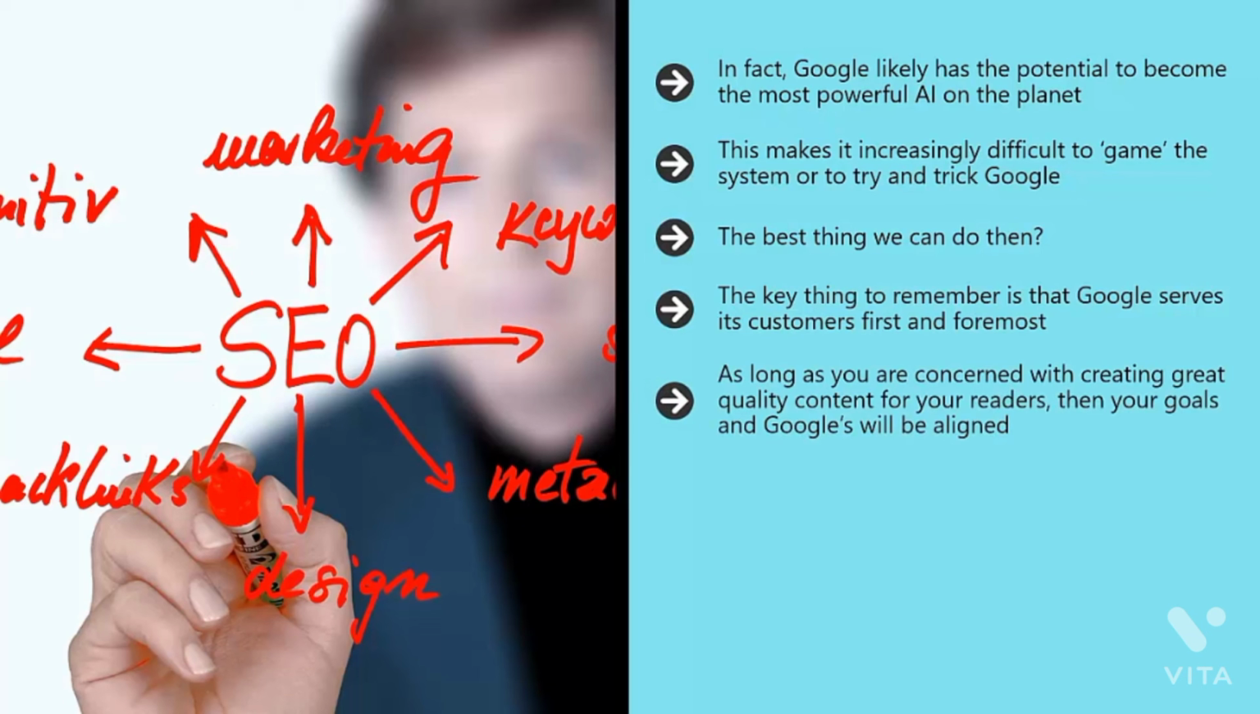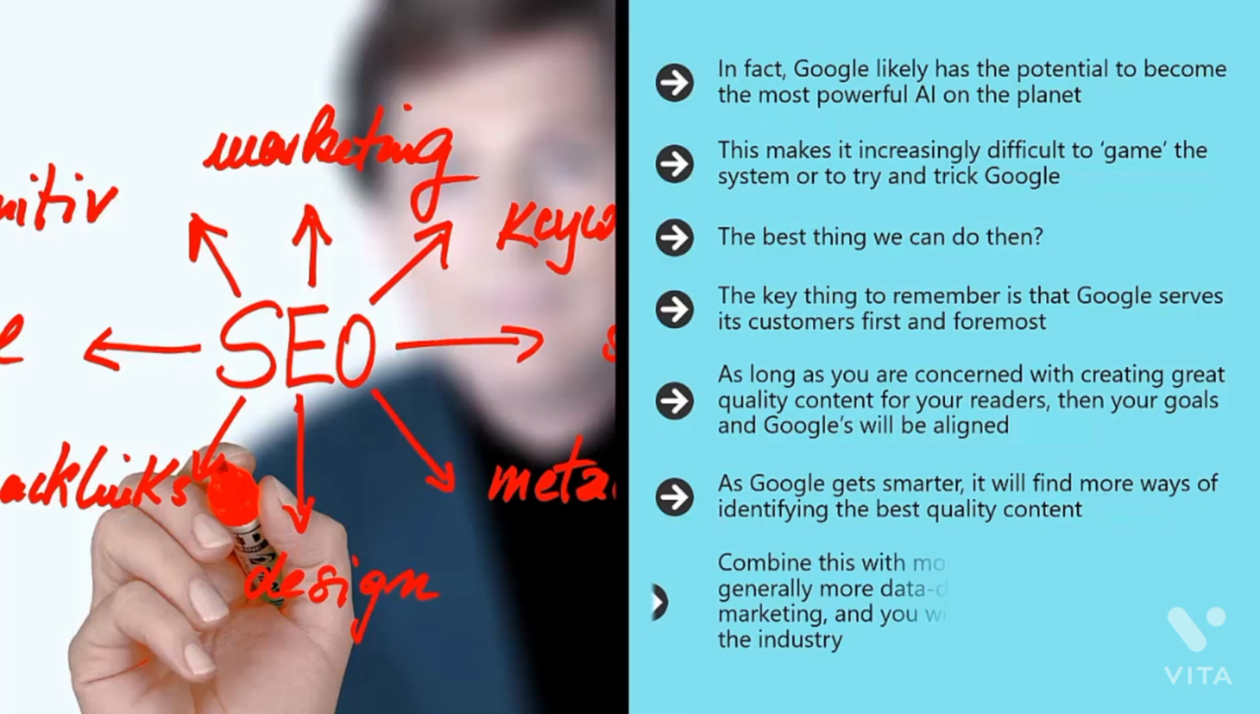As long as you are concerned with creating great quality content for your readers, then your goals and Google's will be aligned. Thus, each time it gets a little bit smarter, that will work to your favor instead of being something you need to worry about. As Google gets smarter, it will find more ways of identifying the best quality content. And so, if you're focused on delivering that, Google will find more ways of connecting you with your audience. Combine this with more data collection and a generally more data-driven approach to marketing, and you'll be ready for the future of the industry.